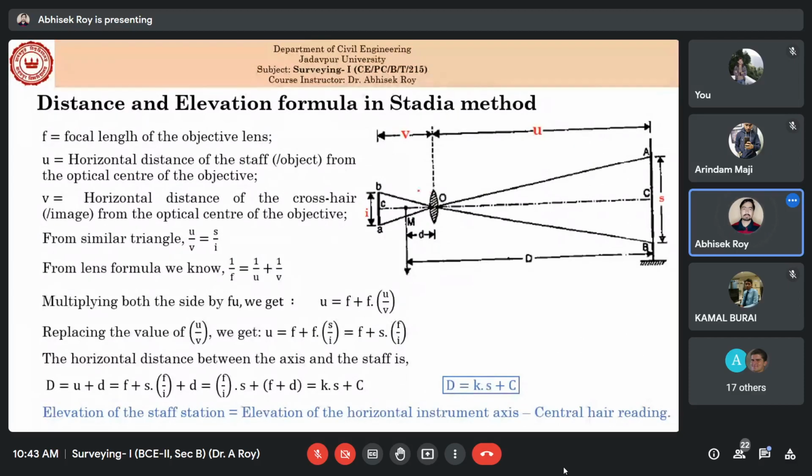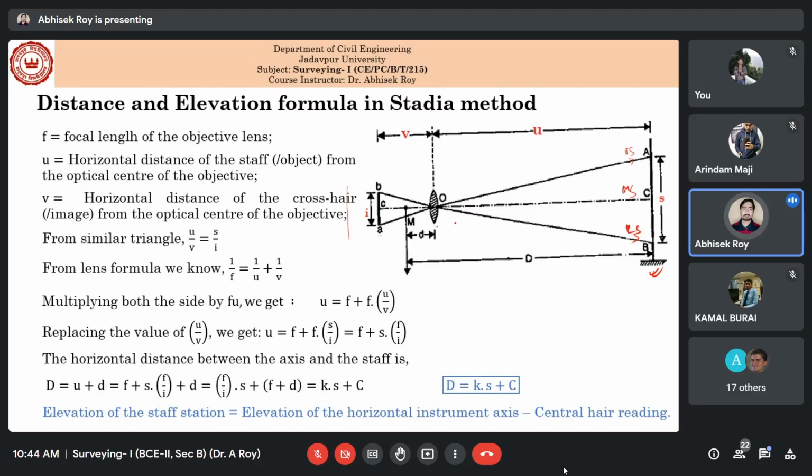So suppose this is the objective lens which you are having in your telescope. Then suppose O is the optical center, and this is the position where you are holding your staff, and AB is the staff intercept. Your upper stadia reading is A, your lower stadia reading is B, and middle stadia reading is C.